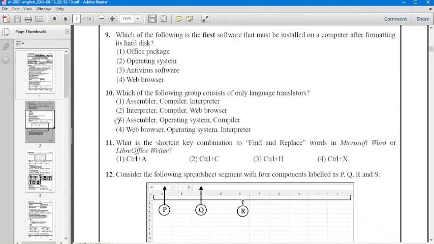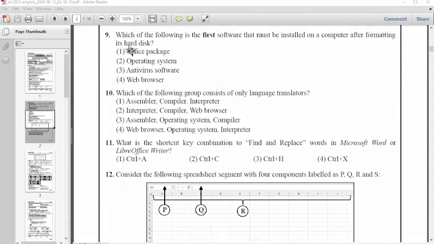Okay, so let's look at the other one. Let's check this one here. Which of the following is the first software that must be installed on a computer after formatting a hard drive? Now remember the previous question, we had to spend some time doing the number conversions. When it comes to these kinds of questions, you have to save time. So you have to do this quickly. For this question, I would say 5 seconds to read the question, 5 seconds to answer.